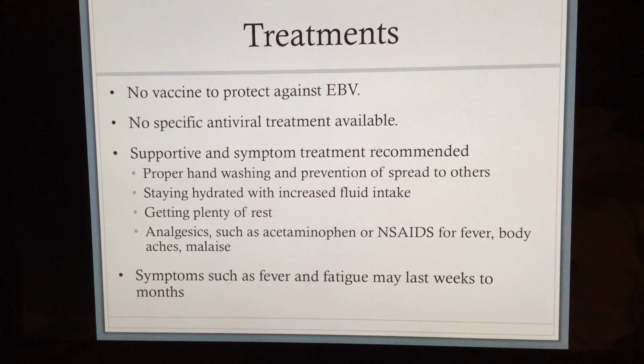Treatments: there's no vaccine that's provided to prevent or protect against the Epstein-Barr virus. There are no specific antiviral treatments available, such as acyclovir, which is not recommended to treat infectious mononucleosis. Supportive and symptom treatment is really recommended. You obviously want to perform proper hand washing and prevent the spread to others through the saliva.